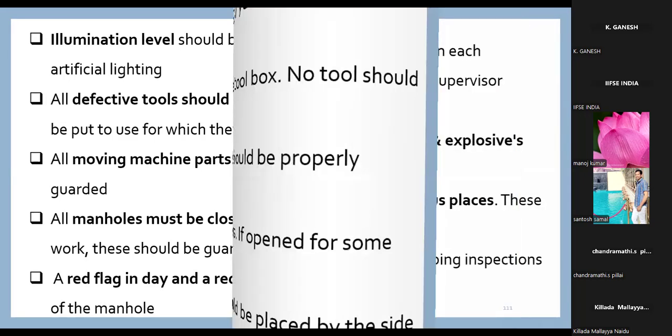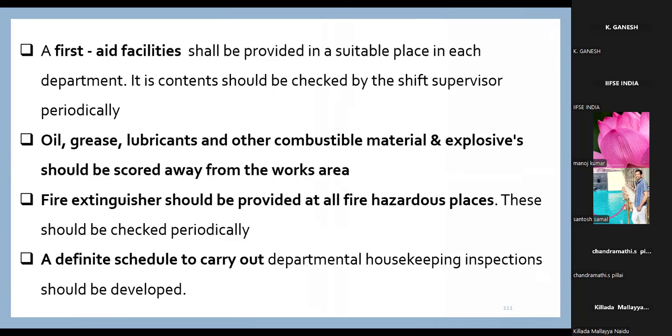Then first aid facilities should be placed at different places. Oil, grease and all combustible materials have to be removed from the work area. Fire extinguishers should be provided at all fire hazardous places. A definite schedule is to be carried out by the department for housekeeping inspections.